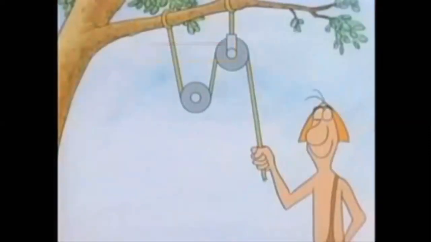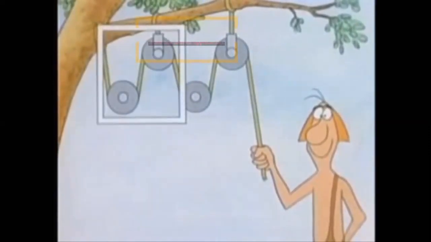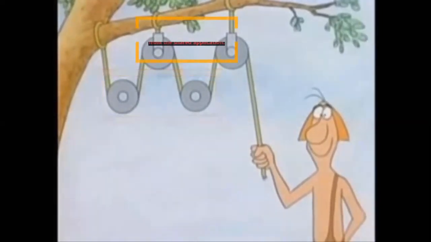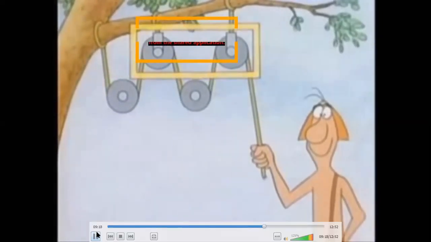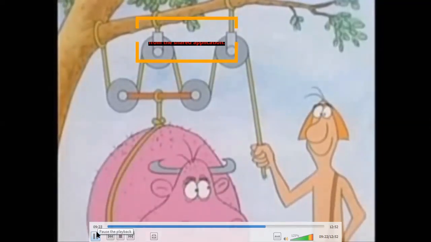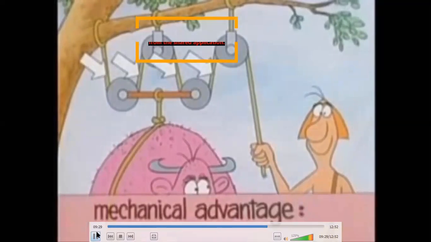Or suppose you start again with this combination, and then add another combination just like it. So you have 2 movable pulleys and 2 fixed pulleys. And then hang the load from both movable pulleys. Now, how many rope segments support the movable pulleys? 4. So that's the mechanical advantage.